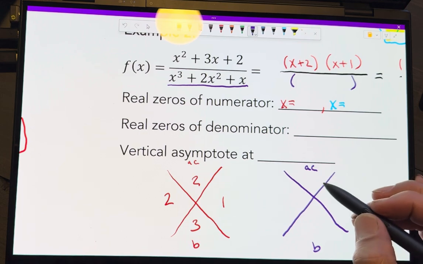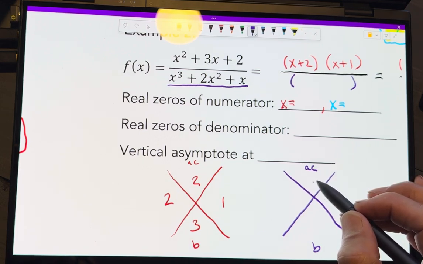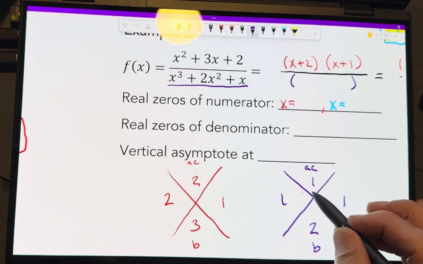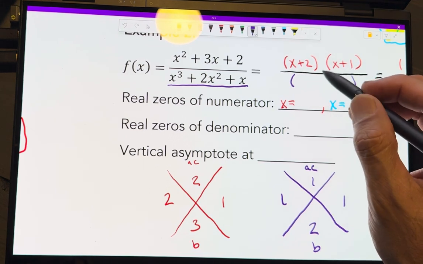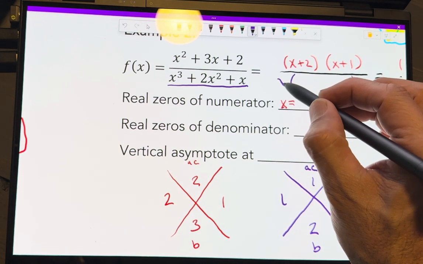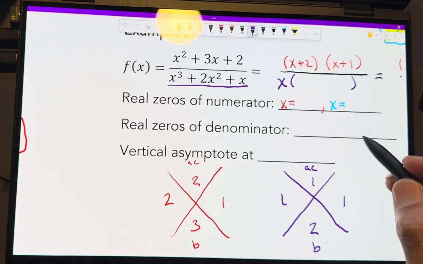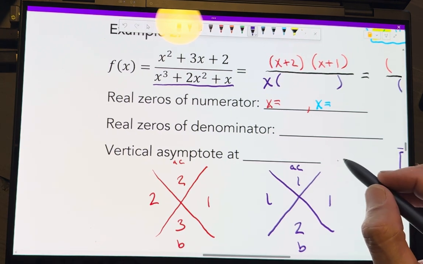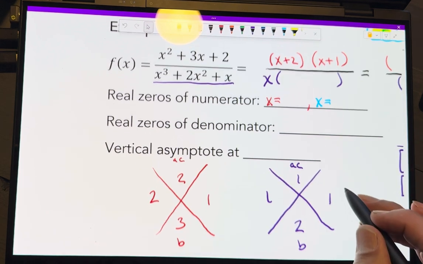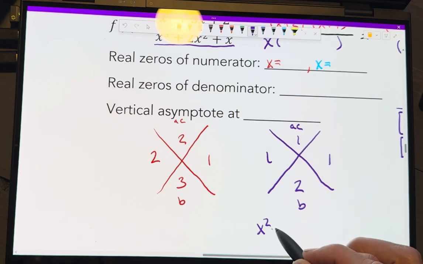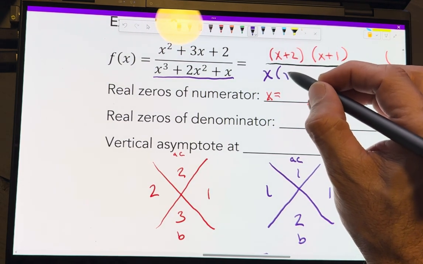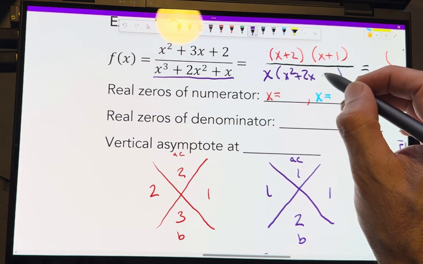Now let's do the second quantity. A times C is 1, and our B term is 2, so 1 times 1 is 1, 1 plus 1 is 2. Oh, but first, we should have factored an x out here. So we have an x. We still end up with the same. So after we factor that x out, we end up with x squared plus 2x plus 1.